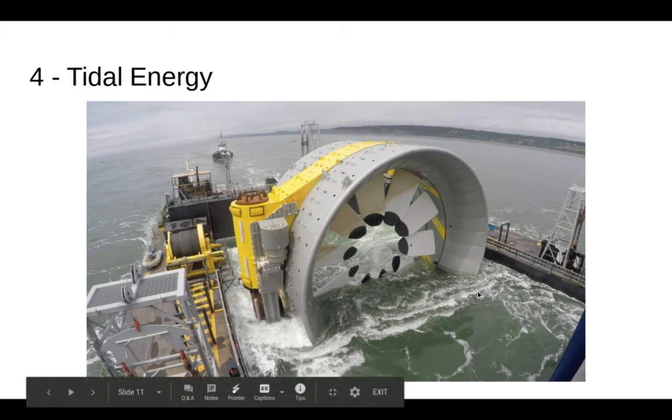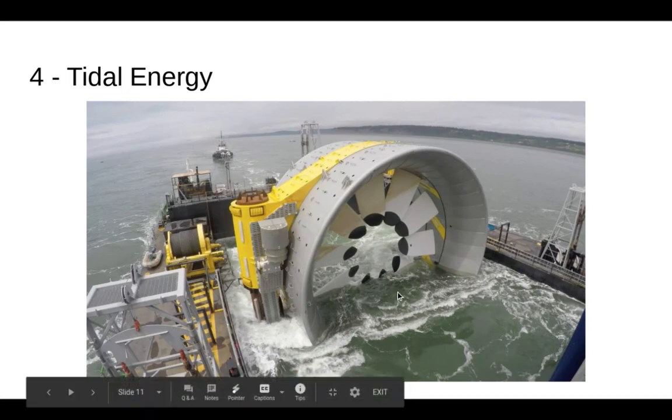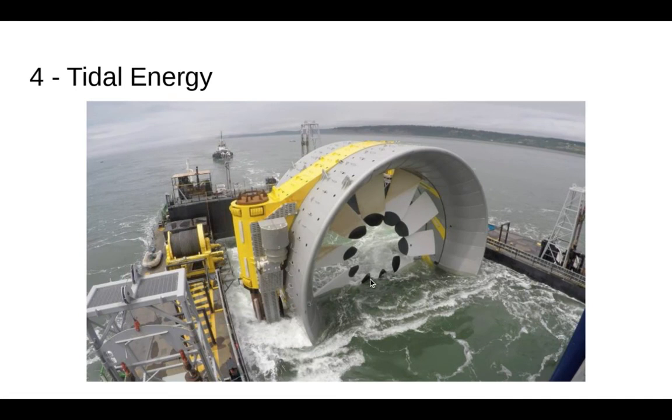Basically, you have these stations in the middle of the sea, and this station has a turbine, and then the movement of the tide, so the water in the ocean, not in a river or a reservoir, the water in the ocean spins these turbines, and we use that tidal energy to create electricity.